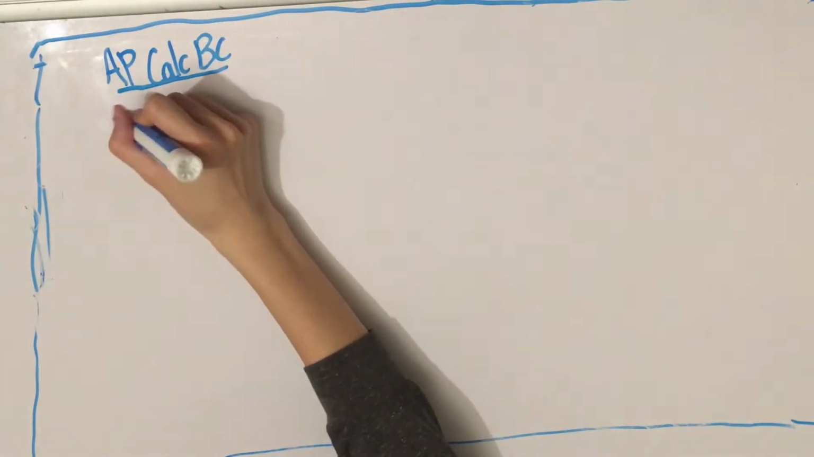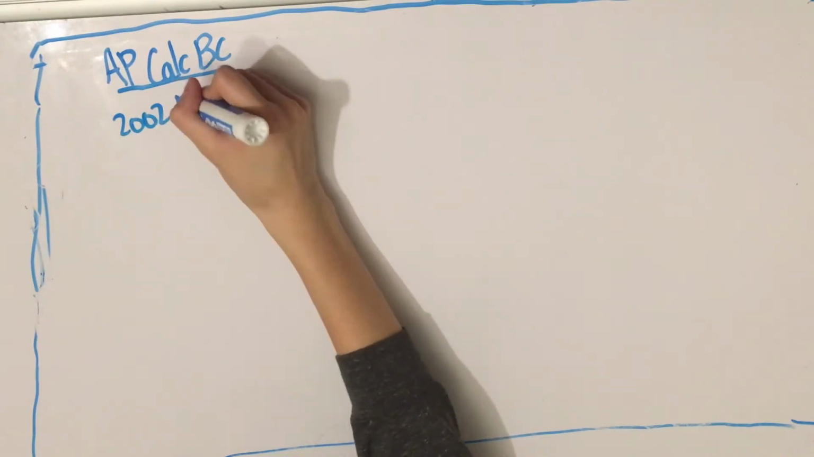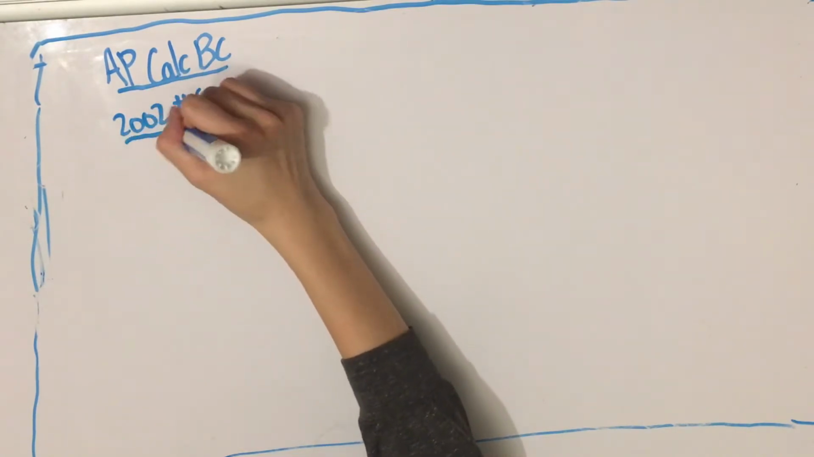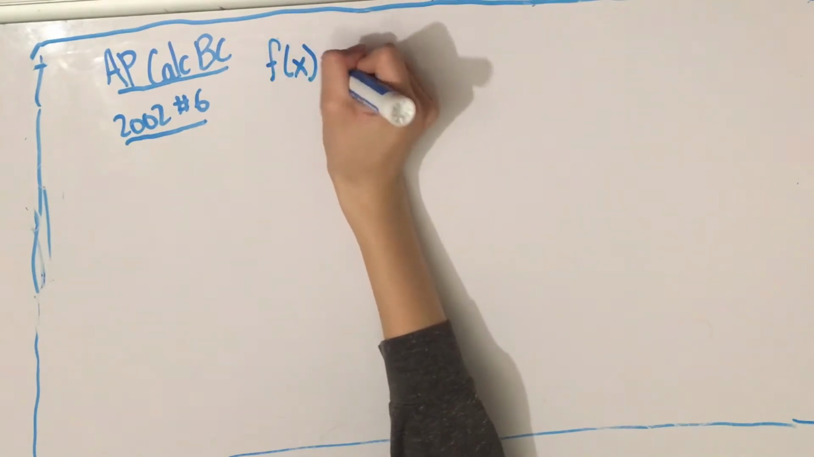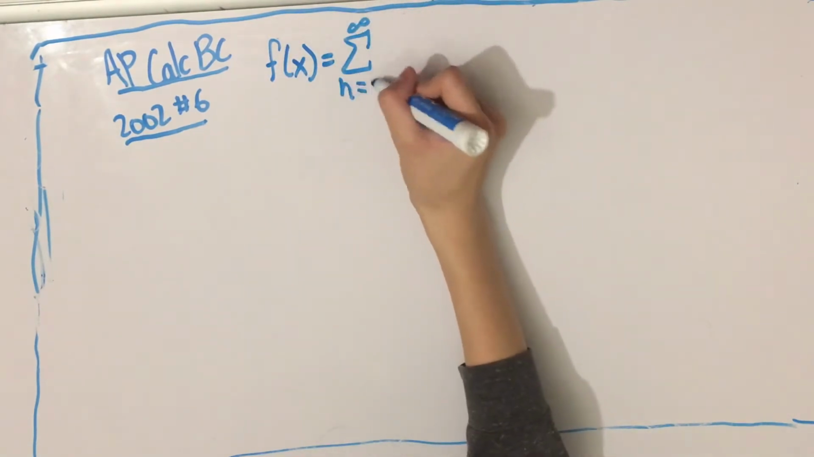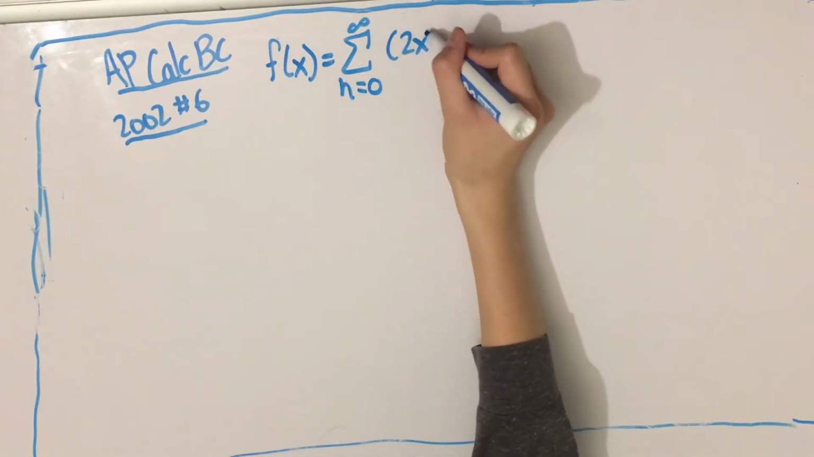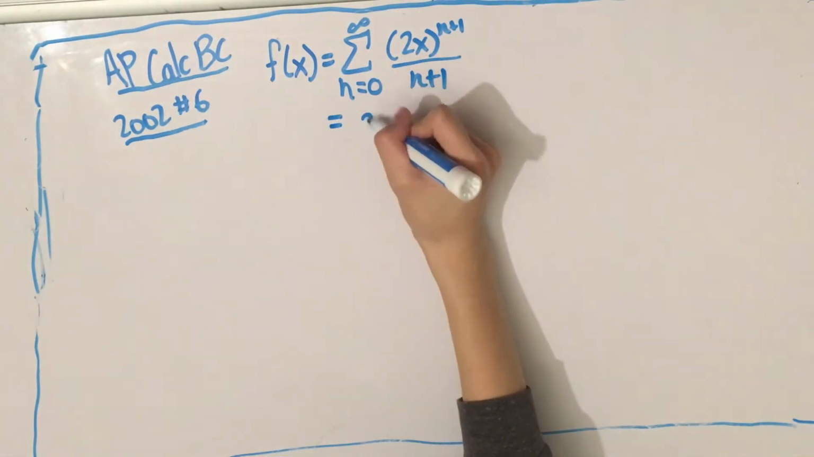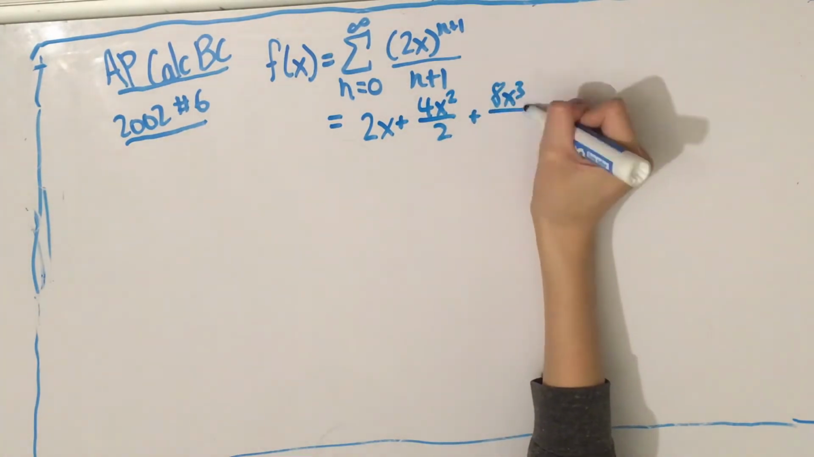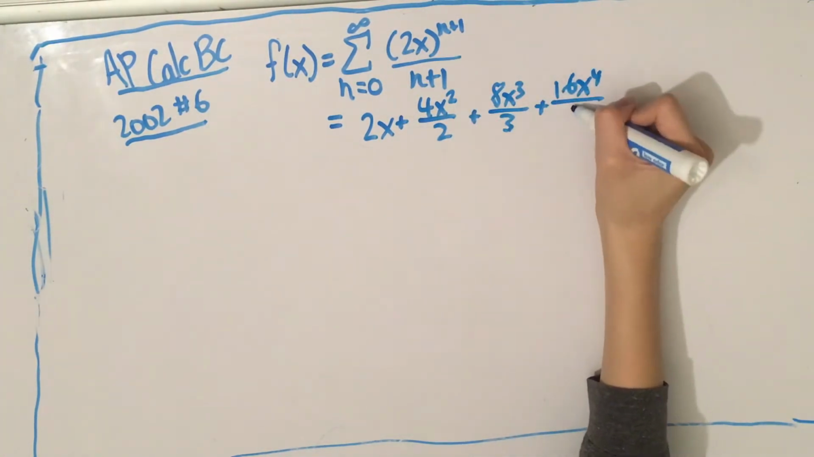Calc BC exam. To be specific, we'll be doing question number 6, which deals with a relatively straightforward Maclaurin series. Ready? Let's begin. The question gives us a function that is defined like this. f of x is equal to the series from n equals 0 to infinity of 2x to the power of n plus 1 over n plus 1. And helpfully, they have given us the first couple of terms, which are as such.